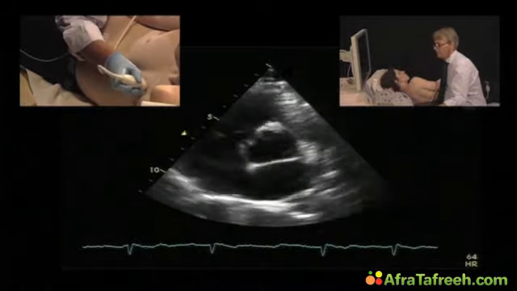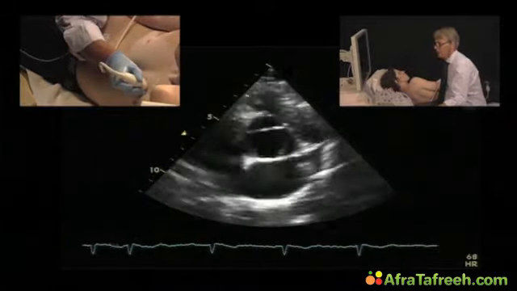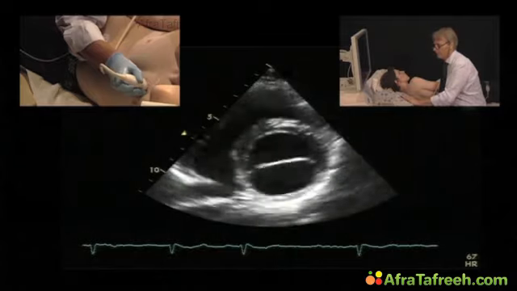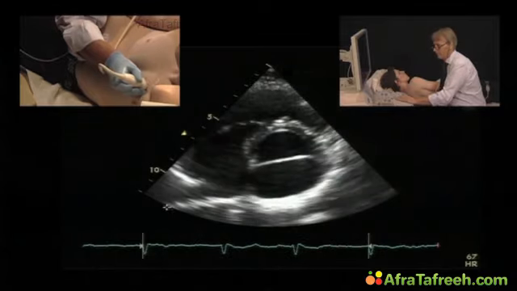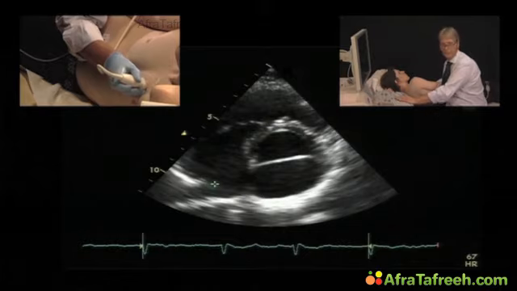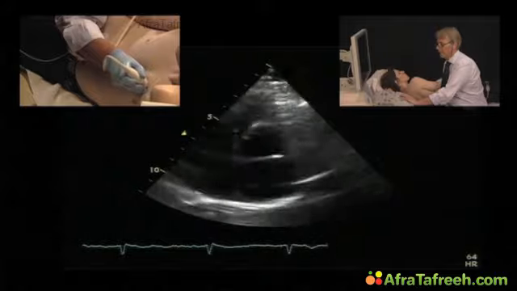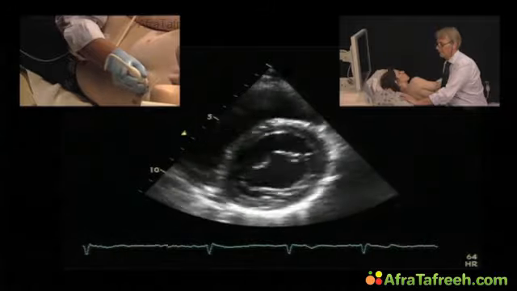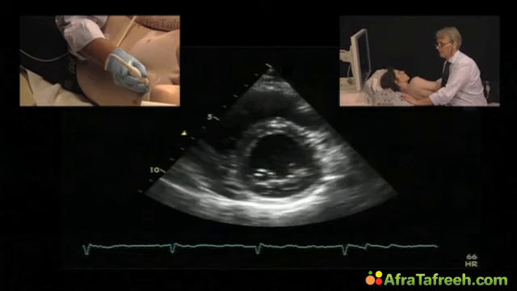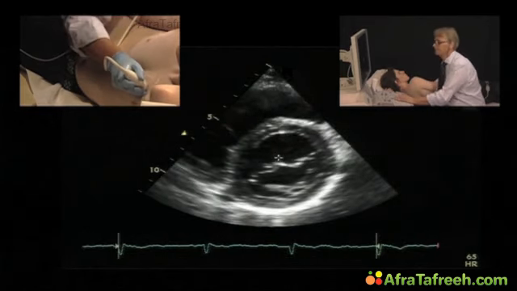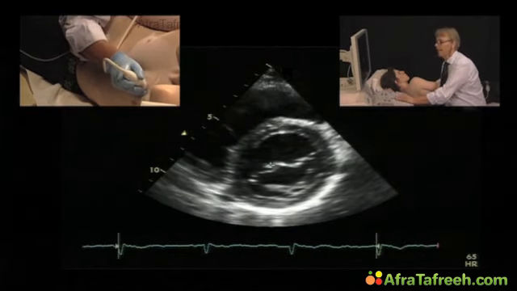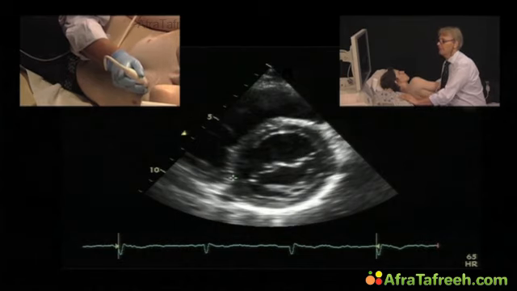When I tilt the transducer, I will gradually lose the aortic valve, but I will see a new structure appearing. The structure down here is the inferior vena cava. Finally, I would arrive at the mitral valve, and the mitral valve would then be the structure you see here with the anterior leaflet and the posterior leaflet. This is the LVOT, the outflow tract, and this would be the septum.